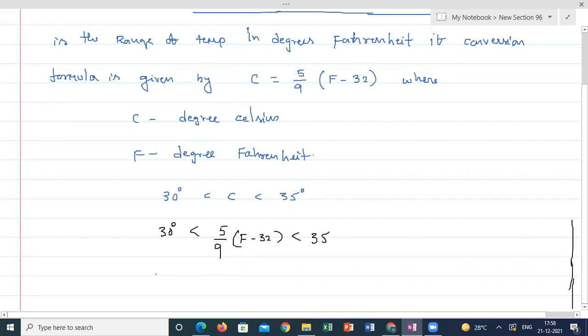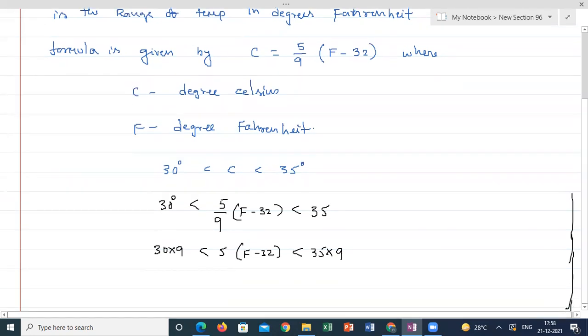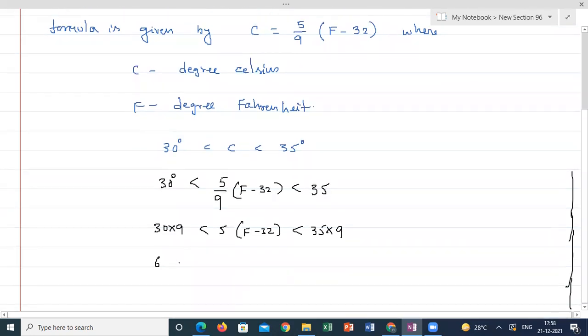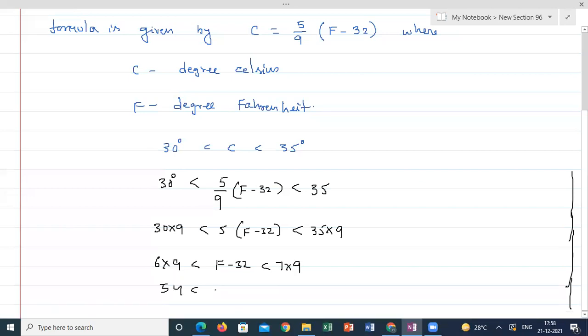First I am multiplying with 9: 30 into 9 less than 5 into F minus 32 less than 35 into 9. And I'm dividing by 5: 6 into 9 less than F minus 32 less than 7 into 9. 6 into 9 is 54, less than F minus 32, less than 63.